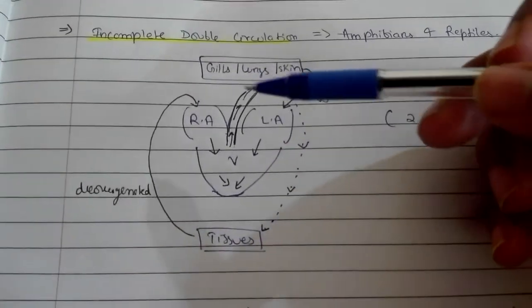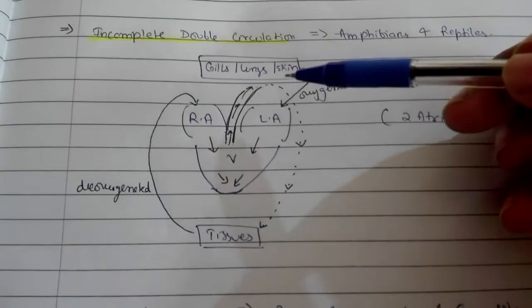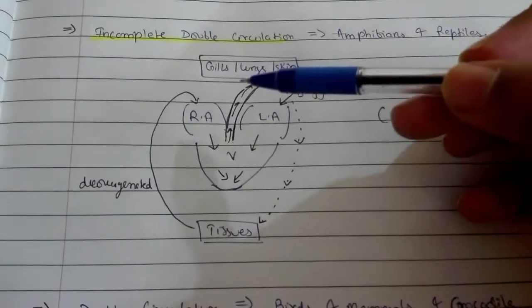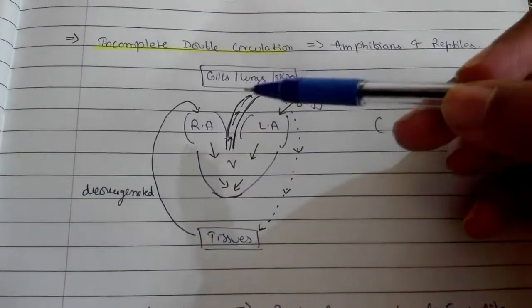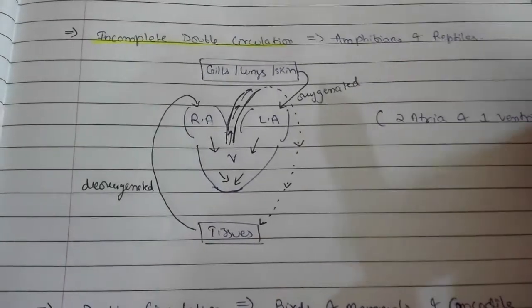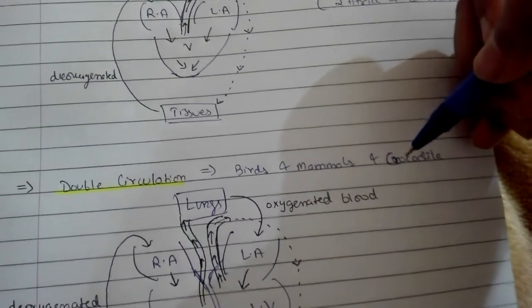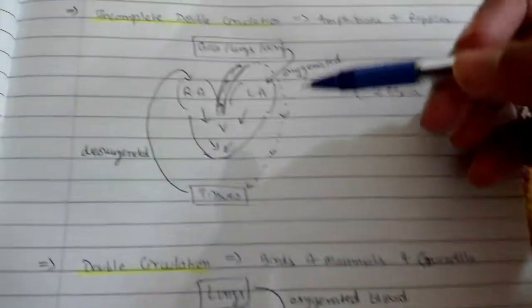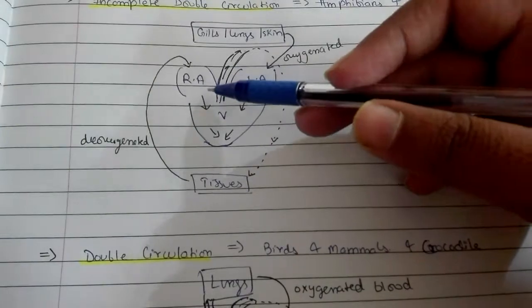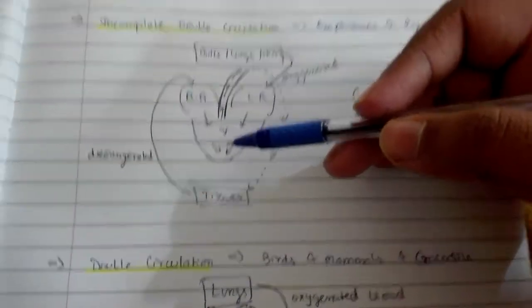Now the gills, lungs and skin, whatever the means is for oxygenated blood in amphibia or reptiles. Remember, here reptiles do not include crocodiles, because crocodiles are included in the double circulation because they have a 4-chambered heart. This is a 3-chambered heart: the right atrium, the left atrium, and the ventricle.